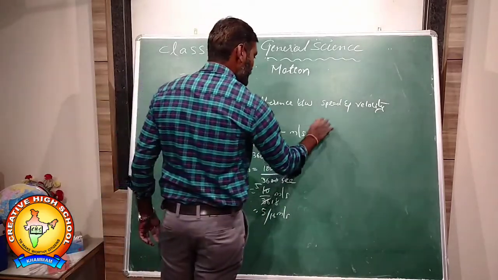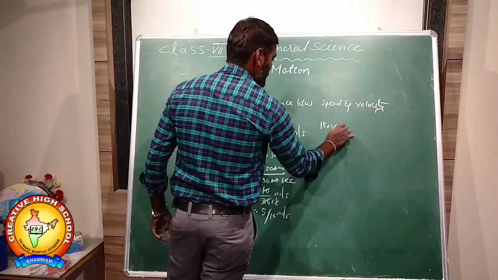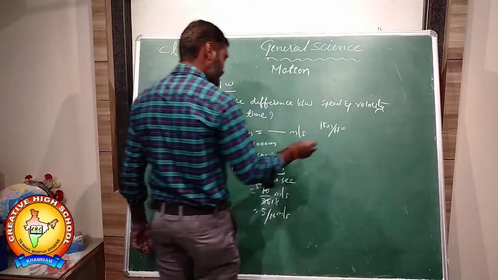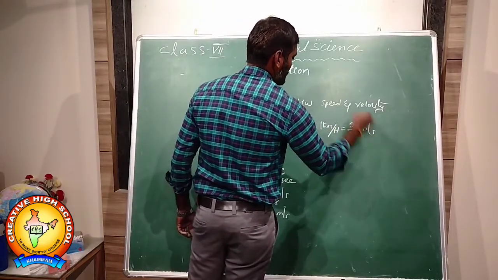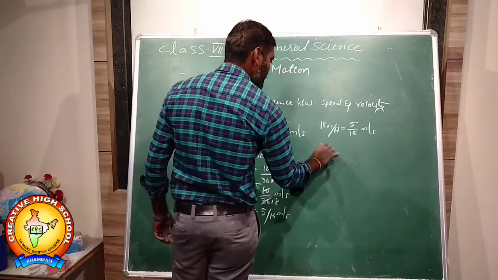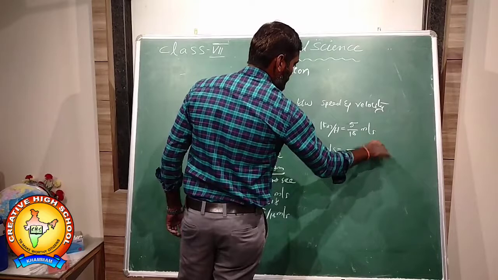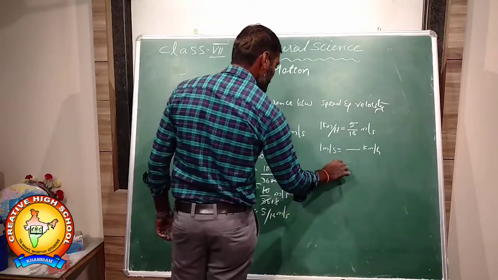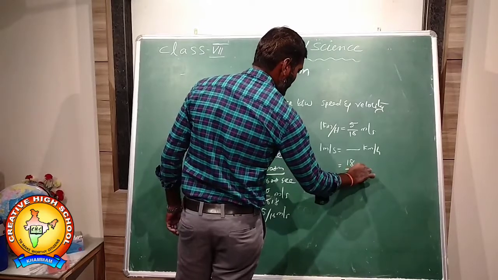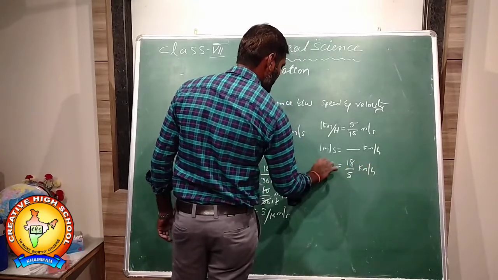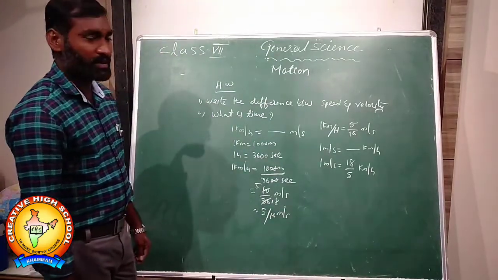So 1 kilometer per hour is equal to how many meter per second? 5 by 18 meter per second. Similarly, 1 meter per second is equal to dash kilometer per hour. You can write the answer 18 by 5. So 1 meter per second equal to 18 by 5 kilometer per hour.